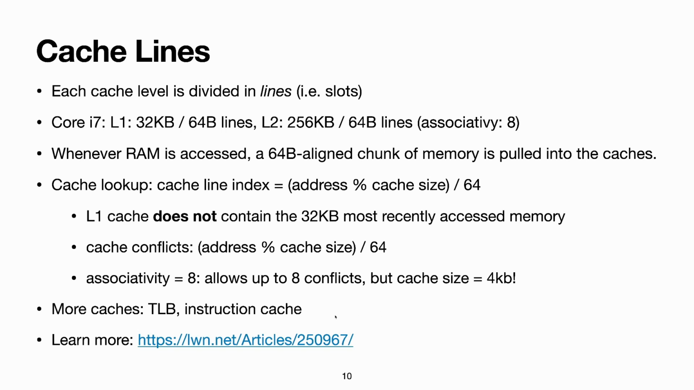So beside these data caches, a CPU actually has a few more caches that are very important. One of them is the instruction cache, so that's just to read the instruction that you're going to execute. And another one is the translation look-aside buffer, which is a cache that maps your virtual address space to the actual memory addresses, like we saw before.